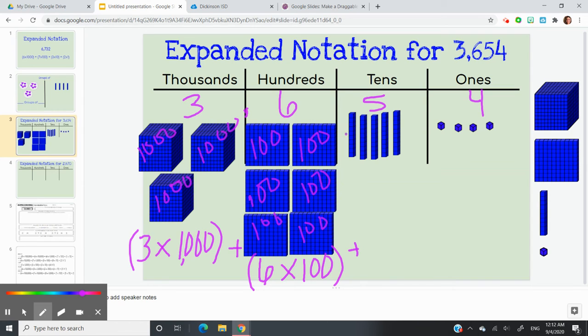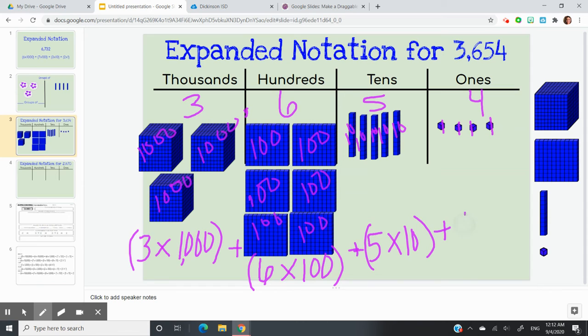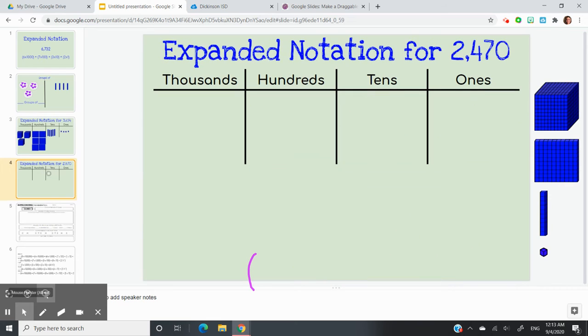I have 5 tens, so I have 10, 10, 10, 10, 10. So I have 5 groups of 10. So I'm going to do 5 times 10, 5 groups of 10. And then finally, we're going to come to my ones, and I have 4 ones, and each one has a value of 1. So I have 4 times 1. That is how we represent 3,654 in expanded notation. So let's go on to our next example.